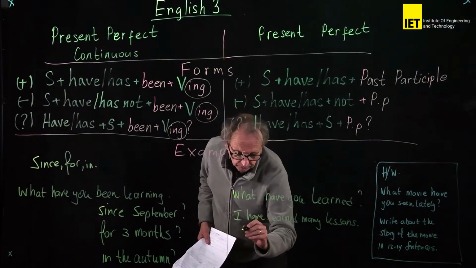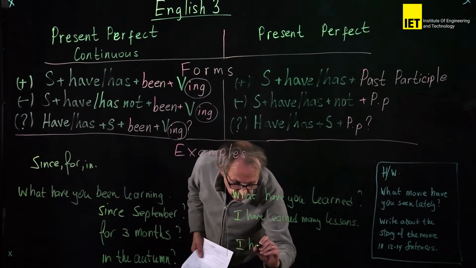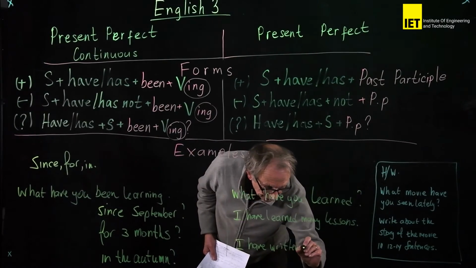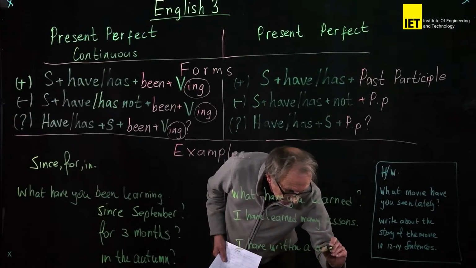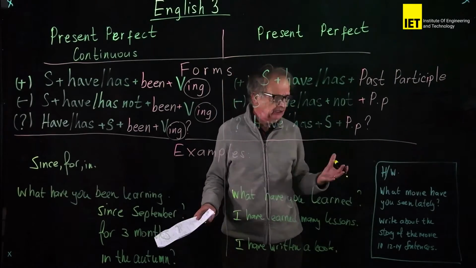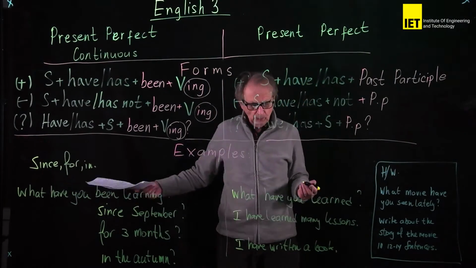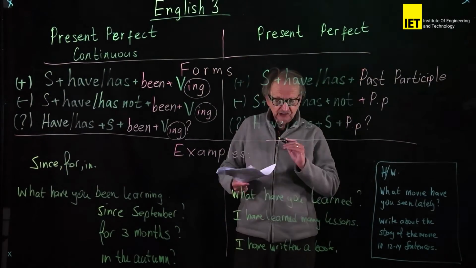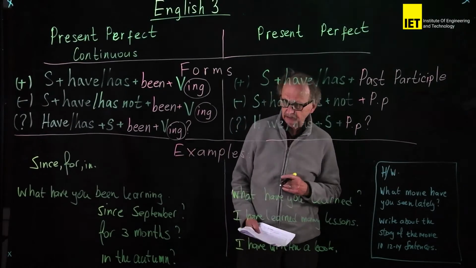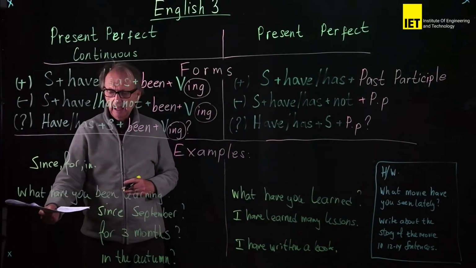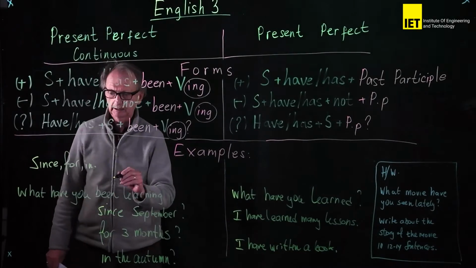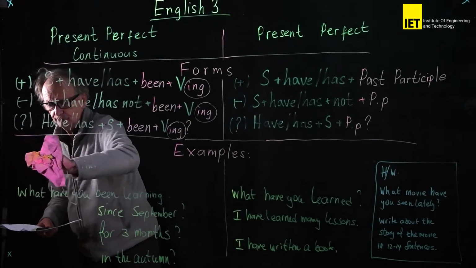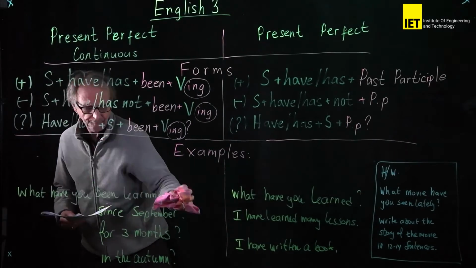Or you could say something, I have written a book. Again, sometime in the past, when it's not important, you wrote a book, and now the book is maybe published and it's finished, but you're no longer writing it. So it's a finished event. That's how you use present perfect. And here, that's another example. Let me just clean this for a moment. One more example to compare the difference between the two.